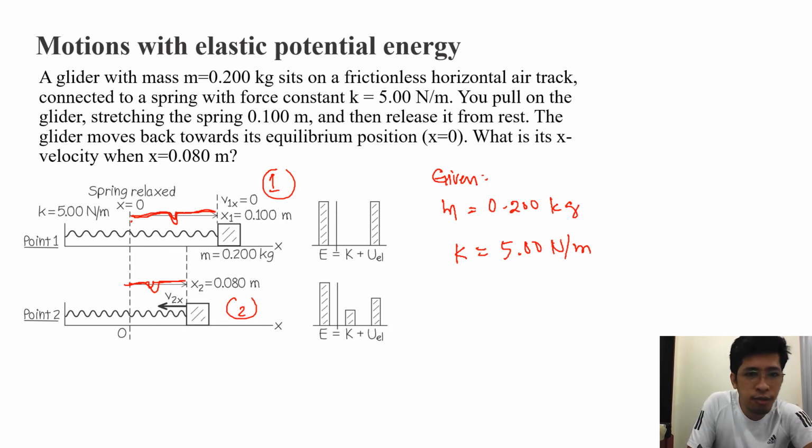Here we're asked for the velocity at this point here. So your velocity v2 at point 2, or activity 2. Here we have your initial velocity v1 is 0, because you have here that you released it from rest. So at point 1, the velocity of your system is 0.